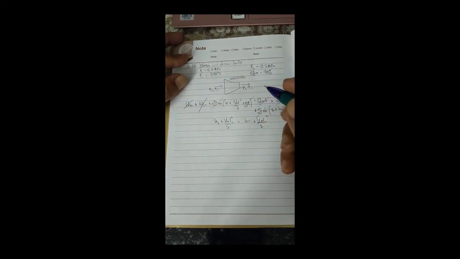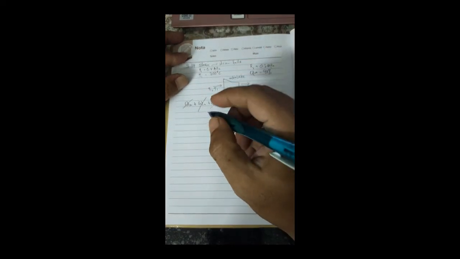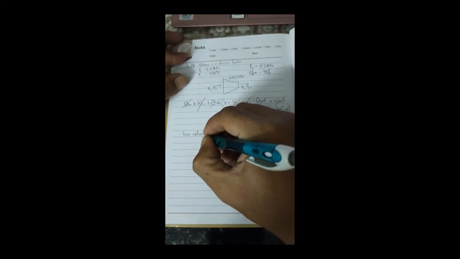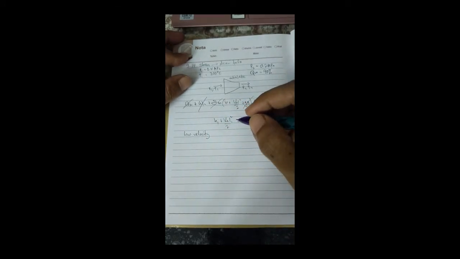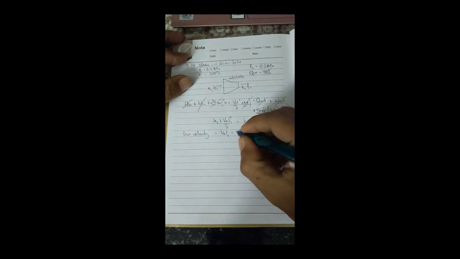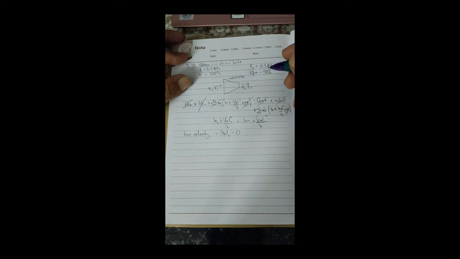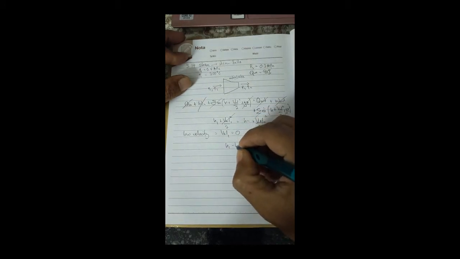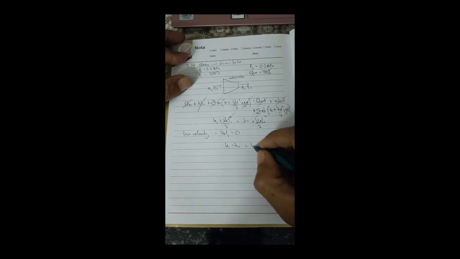And the keyword here, also mentioned in the question, is low velocity at the inlet. So it means that your V1 is 0, nearly 0, because it's a low velocity. We'll assume it's a 0 condition. So we rearrange the equation: H1 minus H2 is equivalent to V2 squared over 2.